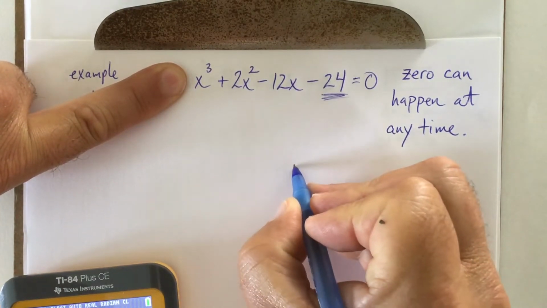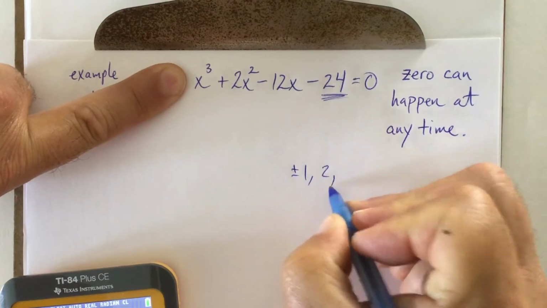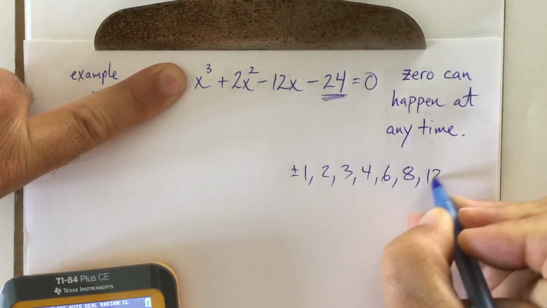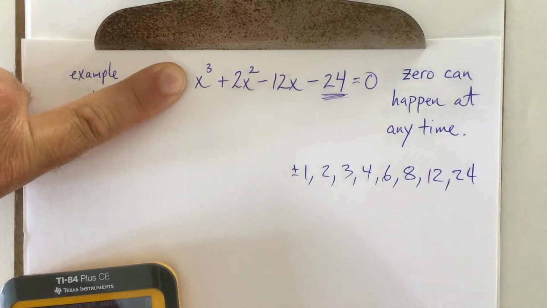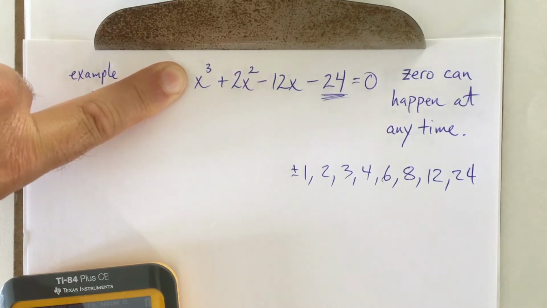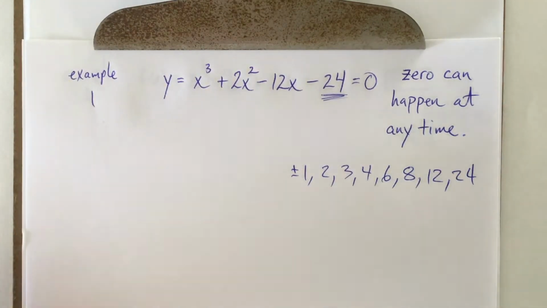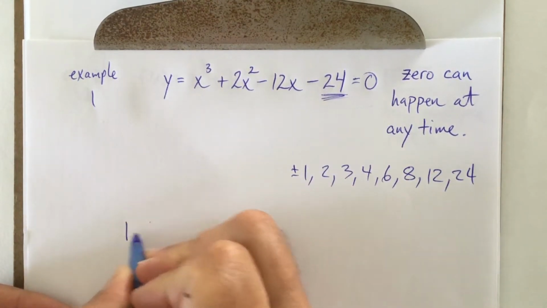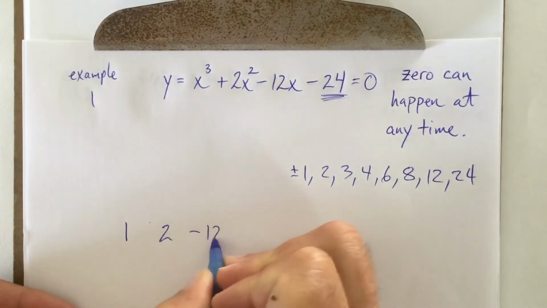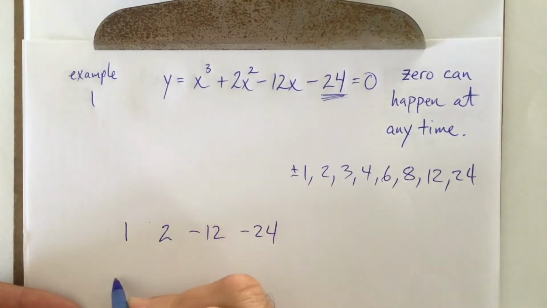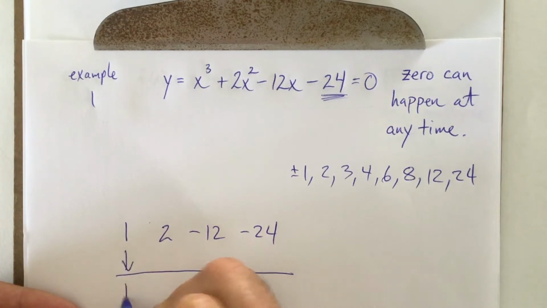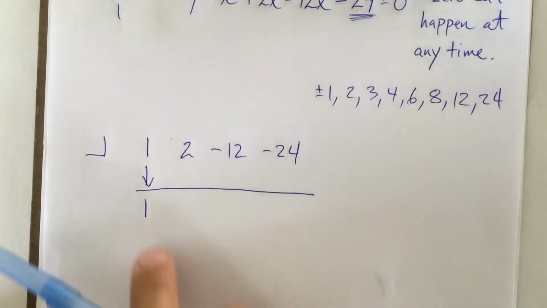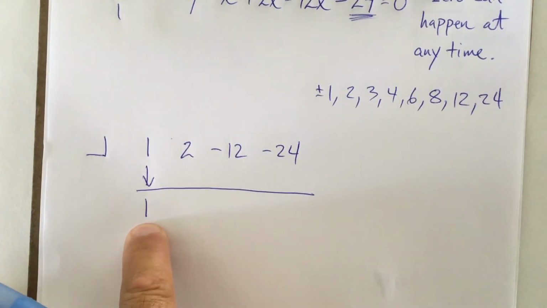Now 24's got a lot of factors. So if I was going to write this out, plus or minus 1 goes into it, 2, 3, 4, 6, 8, oh my gosh, 12. What a jerk this number is. A lot of stuff goes into 24. Lucky for me, it's all in the right order. So I just take down my numbers. 1, there's a 2, there's a negative 12, there's a negative 24. I am going to bring down the first number, which, by the way, is still a 1. Now, what goes in the shelf?